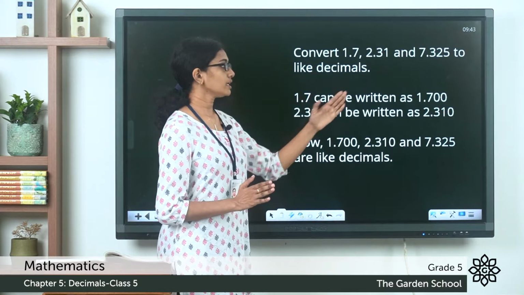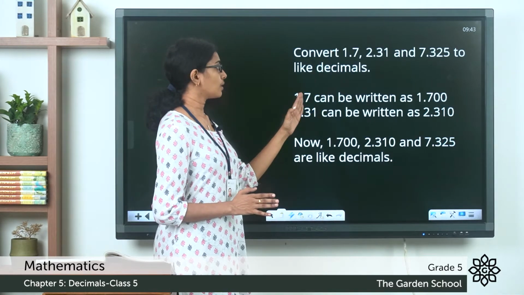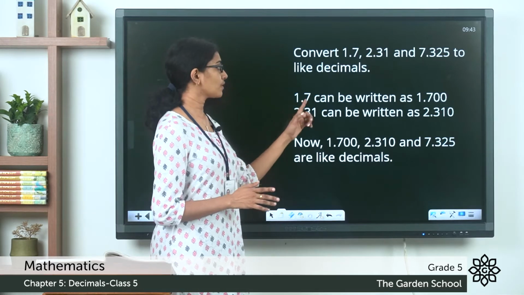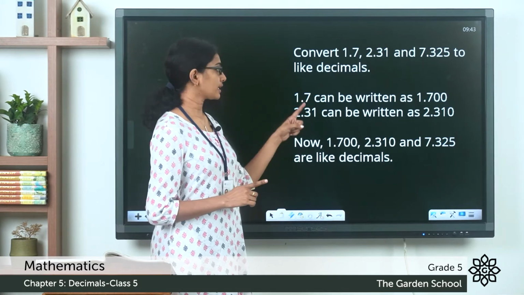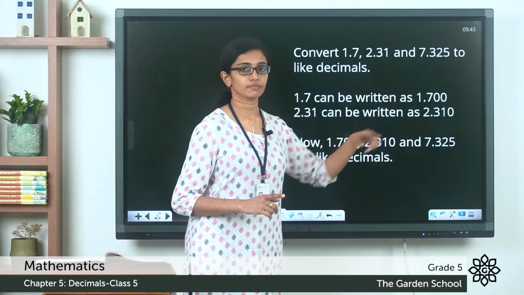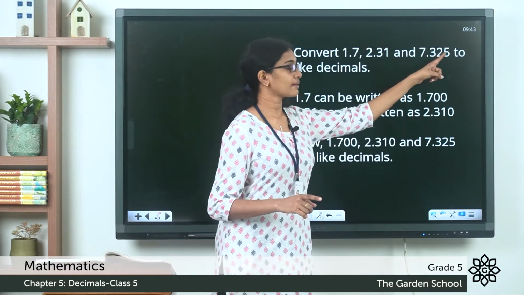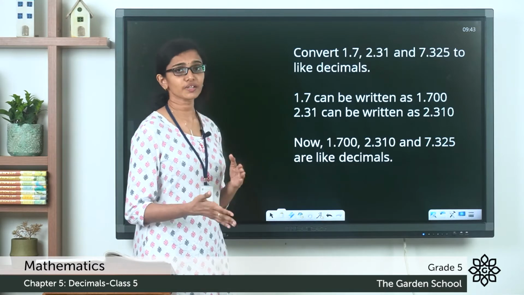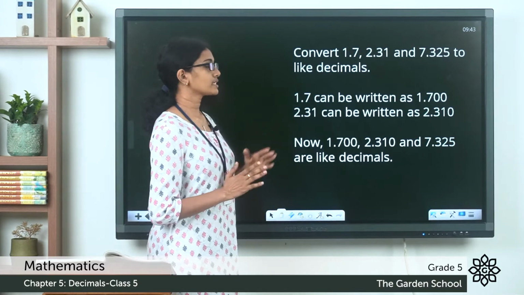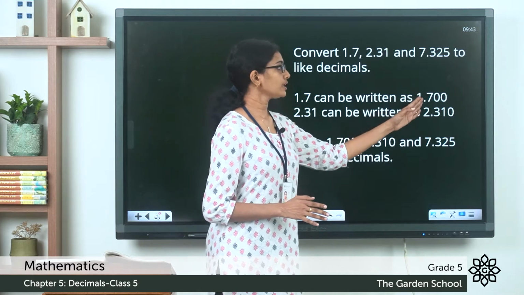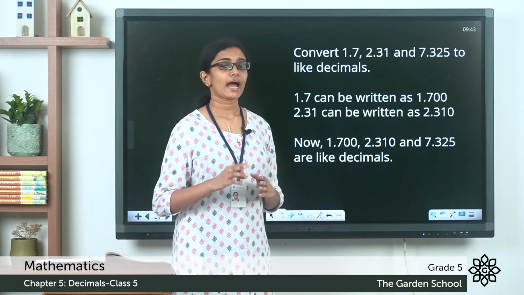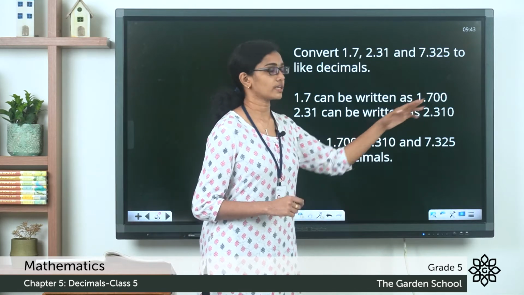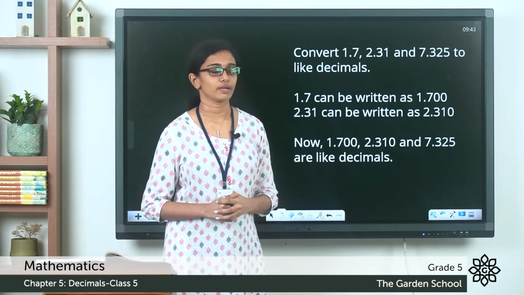Now, how can we add zeros? The first number is 1.7 and we have to make the number of digits after the decimal point in this one to 3 decimal places because there are a maximum of 3 digits in the given numbers after the decimal point. So 1.7 can be written as 1.700. We added 2 zeros to the extreme right. So now there are 3 digits after the decimal point.